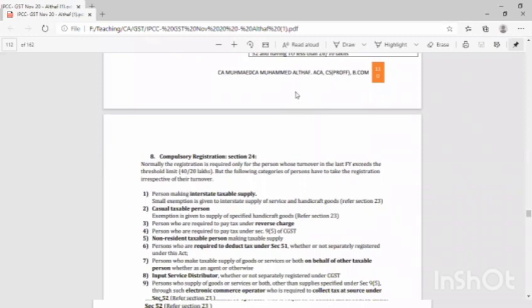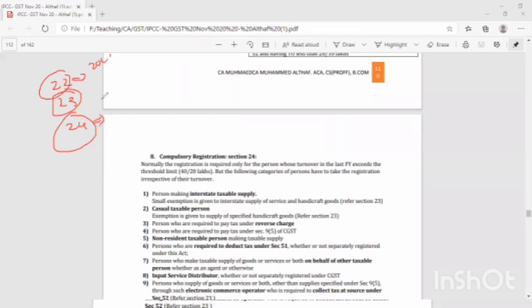Those who don't study section-wise, I'm telling you that in the registration chapter we have mainly three sections: section 22, 23, 24. Section 22 is the normal provision. That means normally a person has to register under GST when his turnover exceeds the 20 lakh or 40 lakh or 10 lakh limit. Section 23 is a relaxation section. Section 24 is compulsory registration.